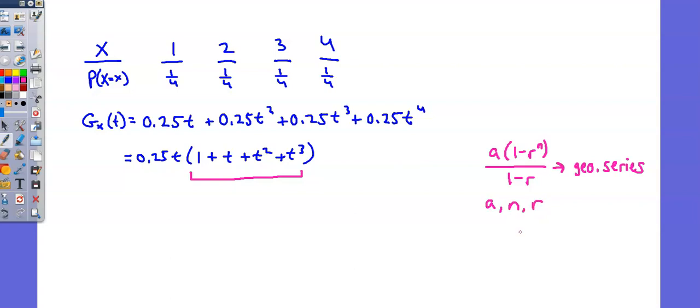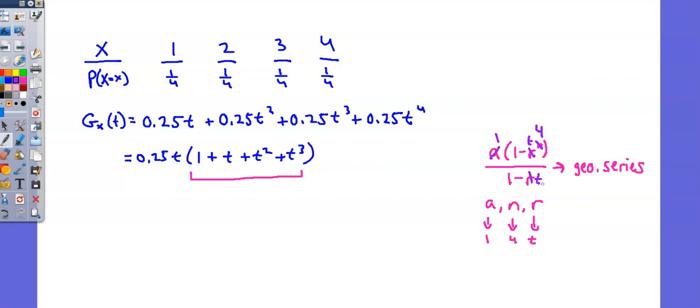Well, this isn't our final function, but looking at the portion that's in the brackets, the first term is 1, the number of terms is 4, and the ratio is t. And with those values, I can adjust my general geometric series, changing the a to 1, changing the n to 4, and changing the r to t.